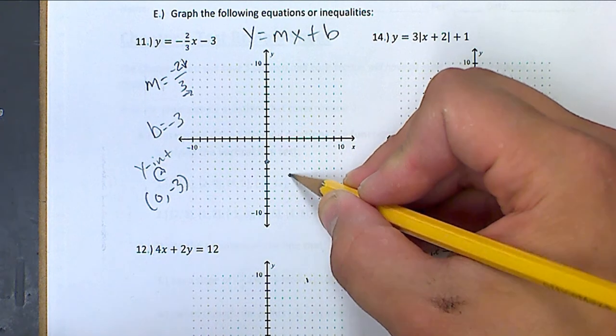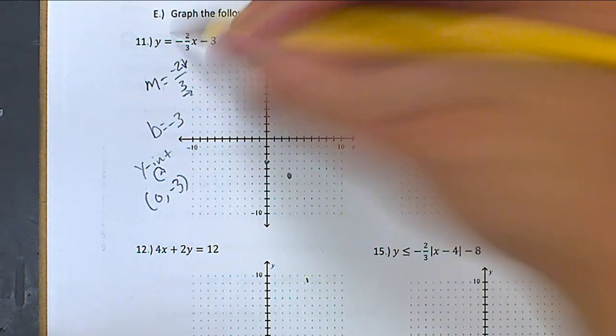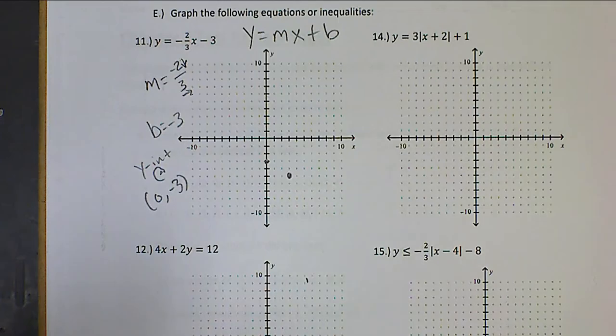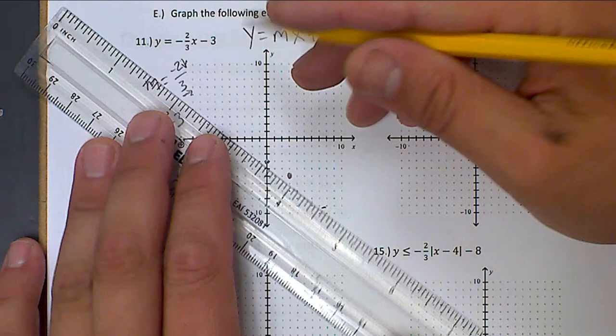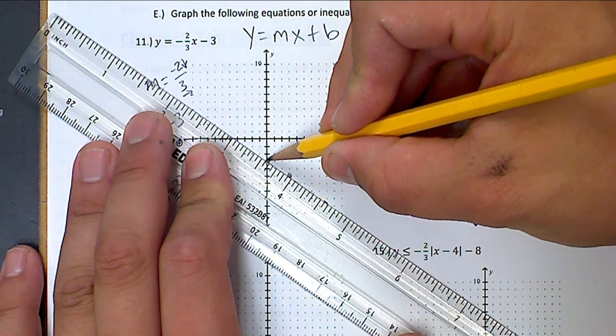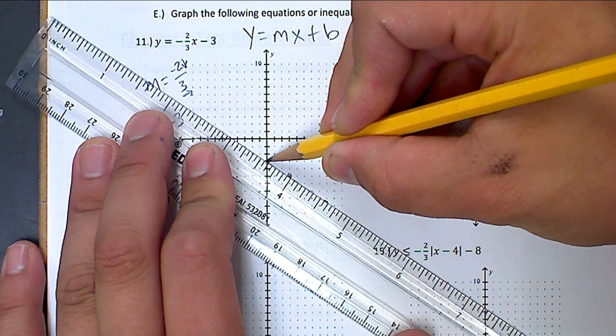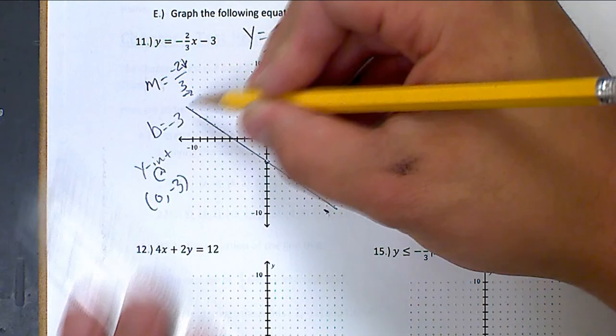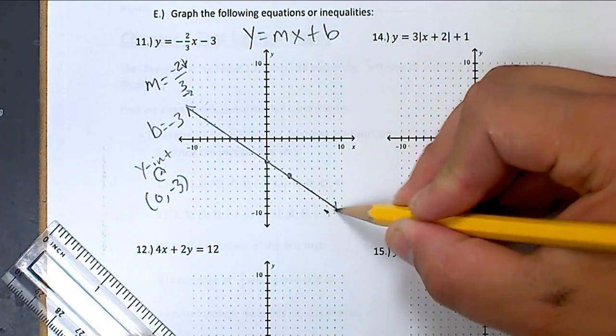Here's your second point. This is an equation, so there's no shading. You don't have to worry about a solid or dashed line. This one is just a solid line going through 0, negative 3 with a slope of negative 2 over 3. And this is an example of a line that is falling.